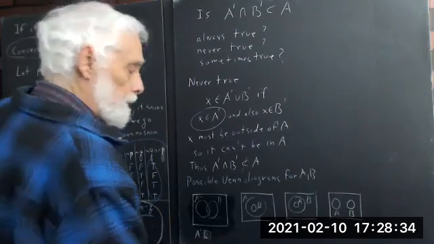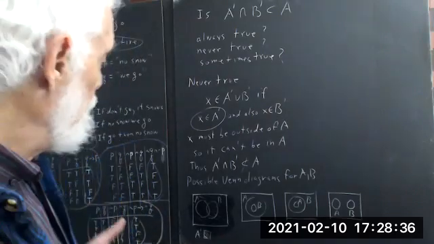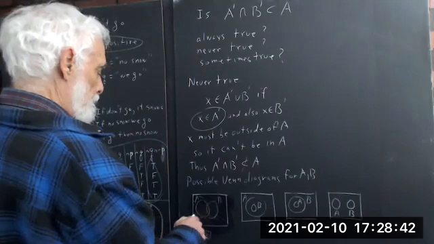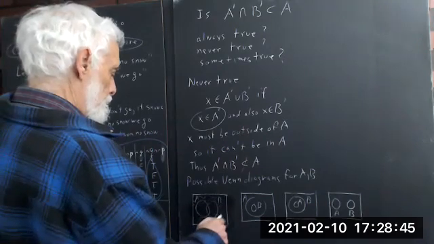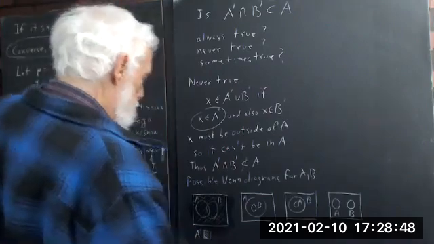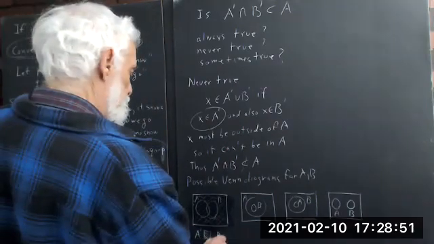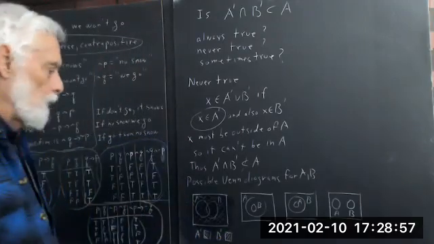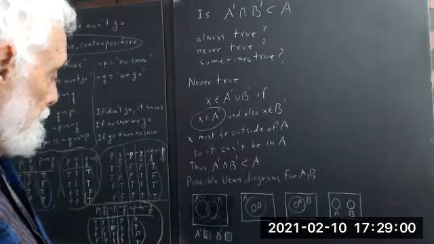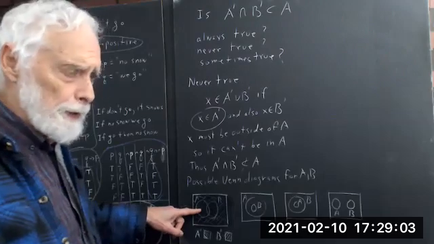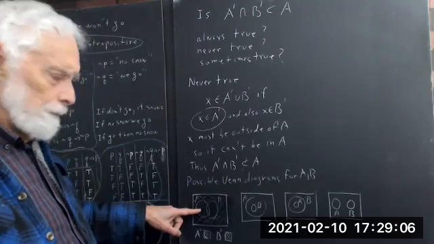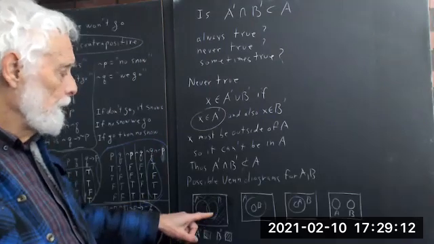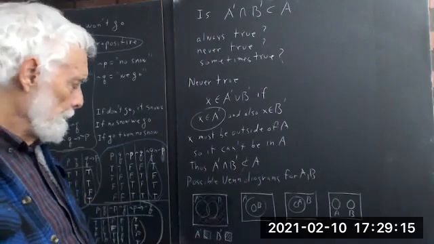So A prime is shaded like this. B prime is everything outside of B. So there's B prime. Now, where do A prime and B prime meet? Well, this region of A is part of B prime, but it's not part of A prime. This part of B is part of A prime, but it's not part of B prime.